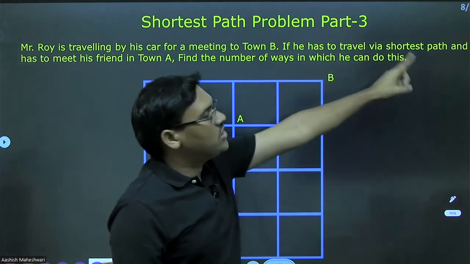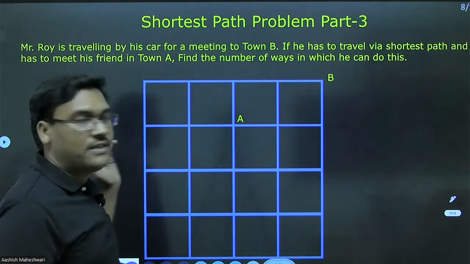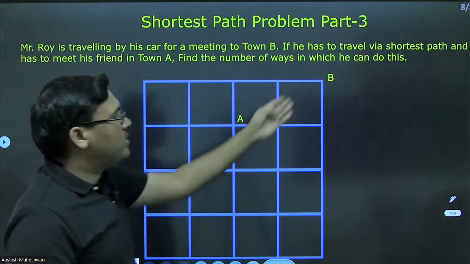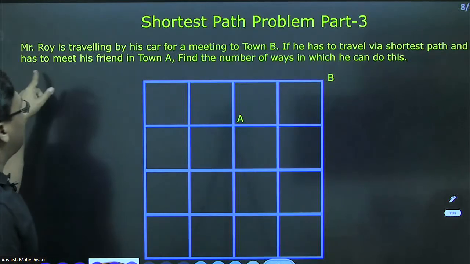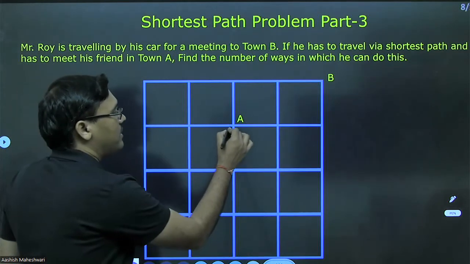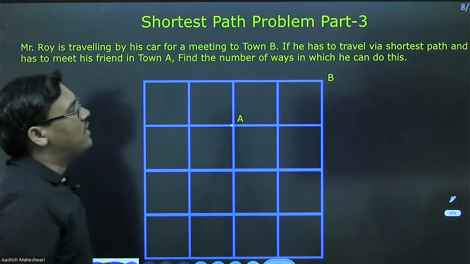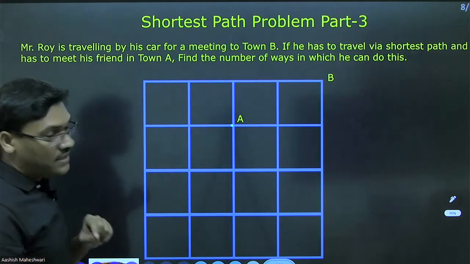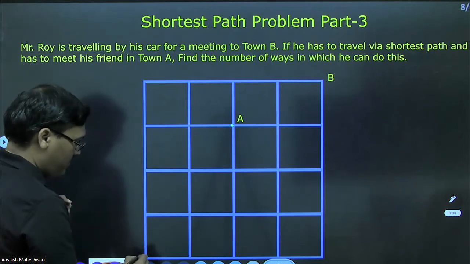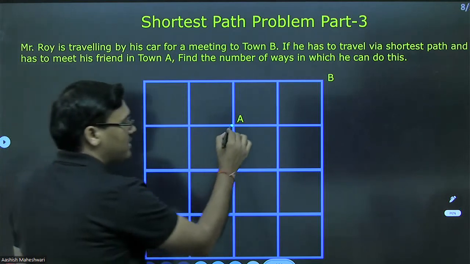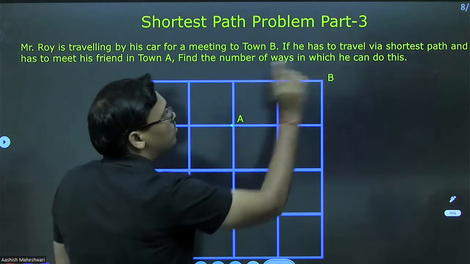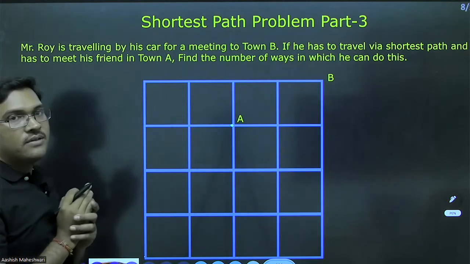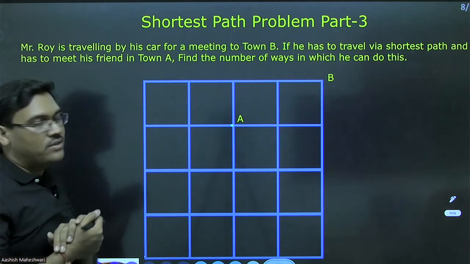If he has to travel via shortest path, same logic, shortest path, that is either he will move right or up. Same logic, because again, he has to be closer to P, right? And has to meet a friend in the town A. He has to meet his friend in town A, the total number of ways in which he can do it. So the constraint here is Mr. Roy has to meet his friend at A. Then he has to go to B. Okay. So total number of ways in which he can do this via shortest path will be what? So this is the answer.